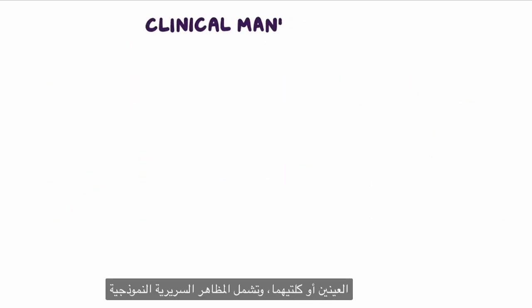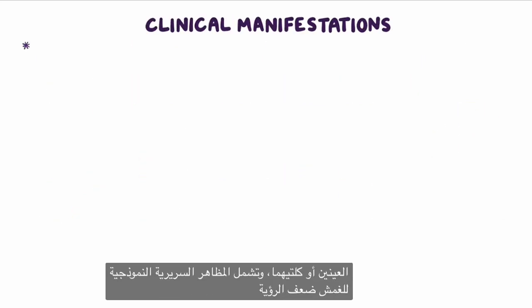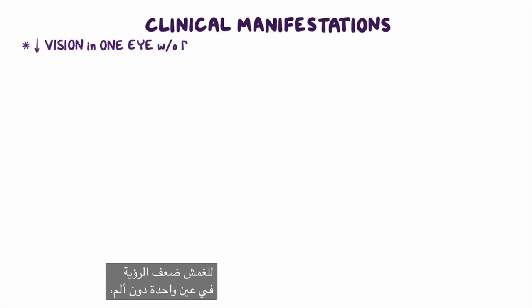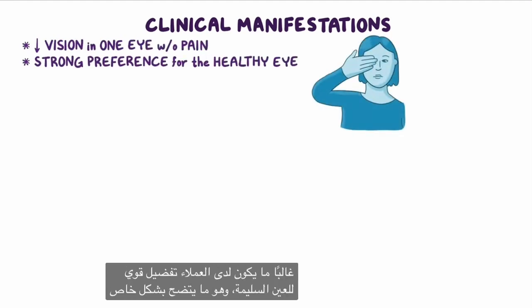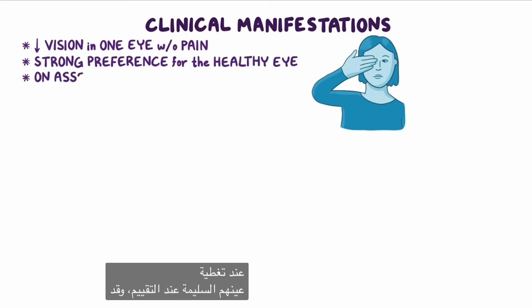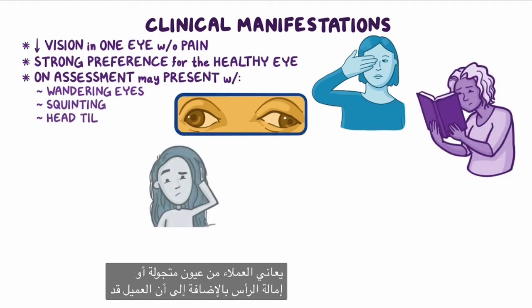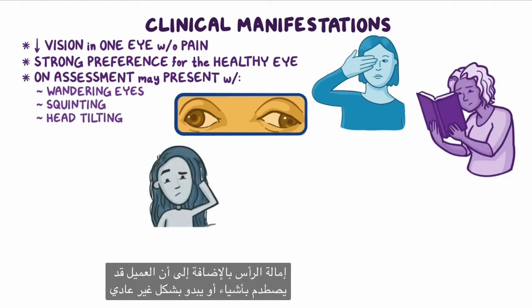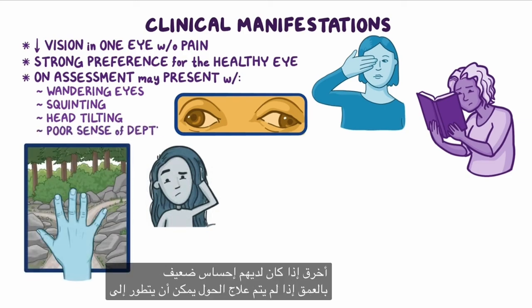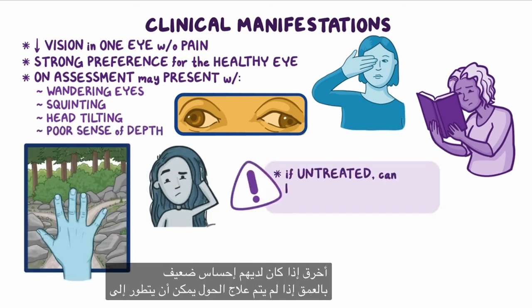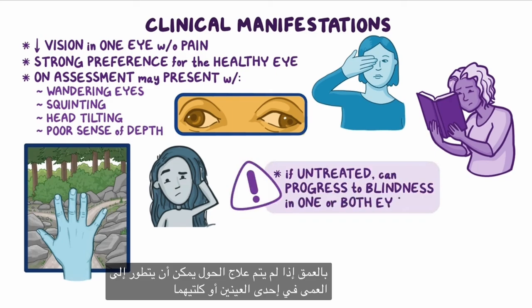The typical clinical manifestation of amblyopia includes diminished vision in one eye without pain. Also, clients often have a strong preference for the healthy eye, which is particularly evident when covering their healthy eye. On assessment, the clients may present with wandering eyes, squinting, or head tilting. In addition, the client may bump into things or seem unusually clumsy if they have a poor sense of depth.